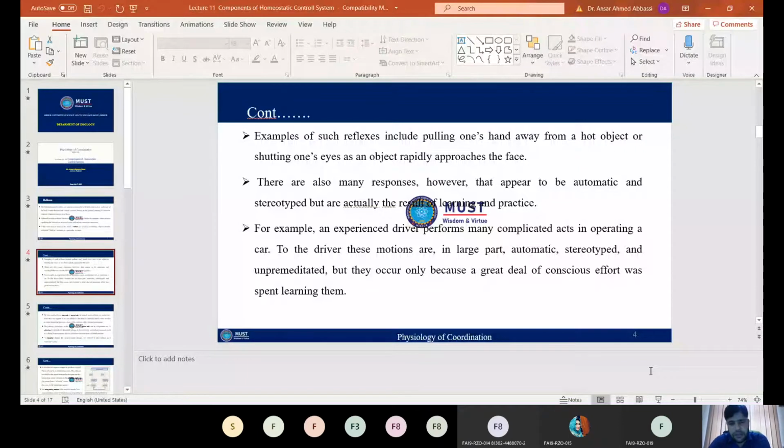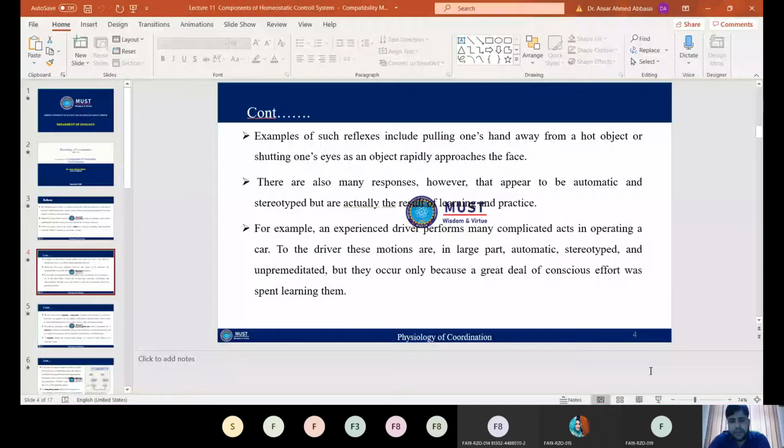Many other responses can also be observed which we can say are automatic and stereotyped, but those are a result of learning and practice. A reflex is basically an involuntary reaction that is unlearned and unpremeditated, and your body shows that specific type of response without any learning or practice. That is called a reflex.